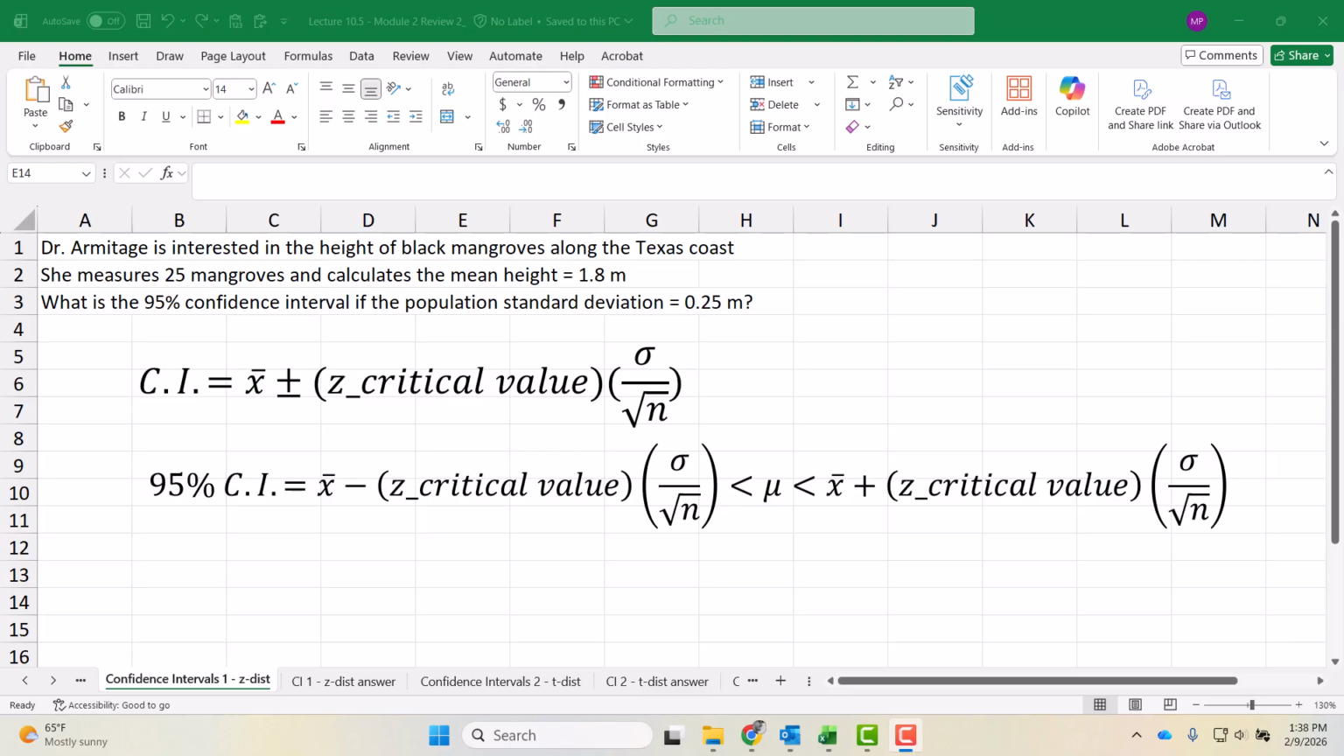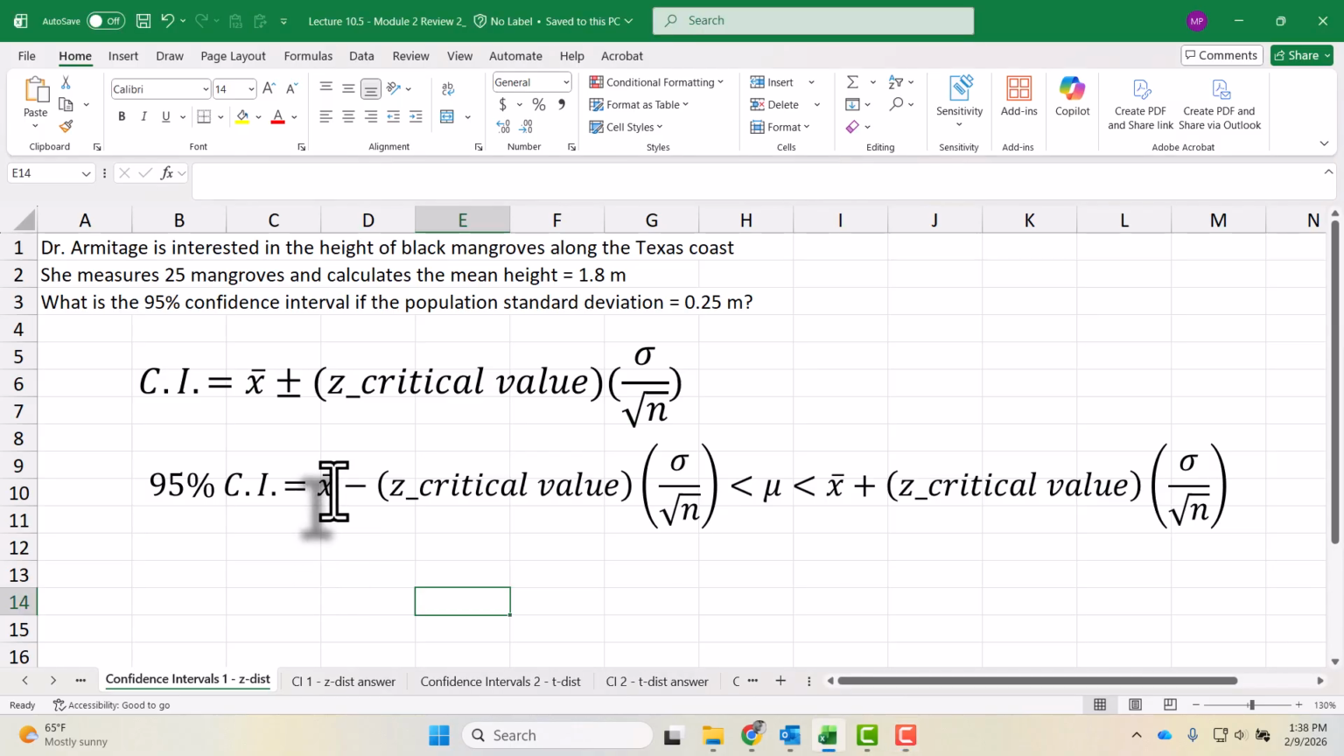So we can get most of the information that we need for our formula from the word problem itself. This top portion here, this is the formula that you have in your formula sheet. But we can extrapolate it out into a formula that looks like this that helps us remember that we need to both subtract the critical value times the standard error from the mean and add the Z critical value times the standard error to the mean.